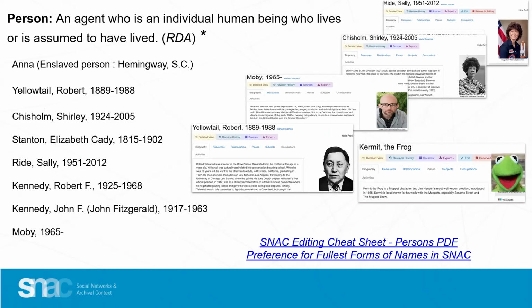So moving on from a corporate body to a person. A person is defined as an agent who's an individual human being who lives or is assumed to have lived. RDA restricts the definition of a person. SNAC further defines persons to include persons named in sacred scriptures, saints, fictitious and legendary persons, and non-human entities like Charlie Brown or Kermit the Frog.